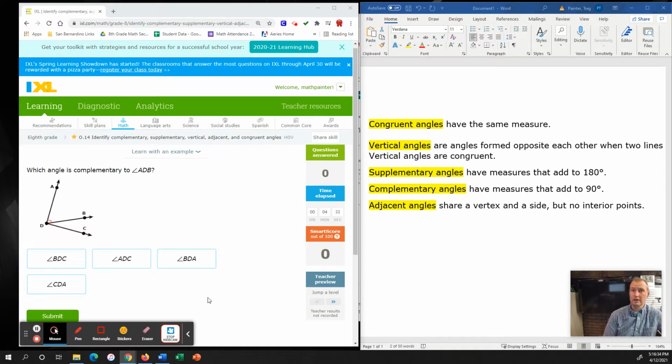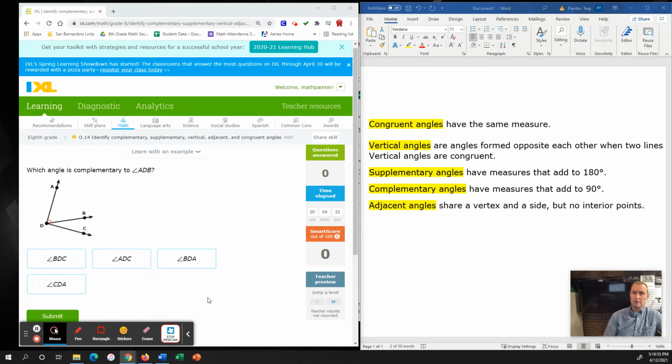So we're going to go ahead and go over that in our notes on the right side. So on the right side, our first definition is congruent angles. Congruent angles is easy because that means it has the same measure. So if it's asking for a congruent angle to something, just find the next angle that matches that exactly. So the same degree of measure is what we're going to be looking for.